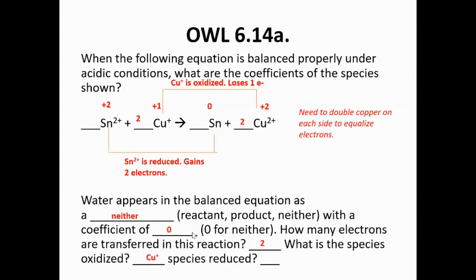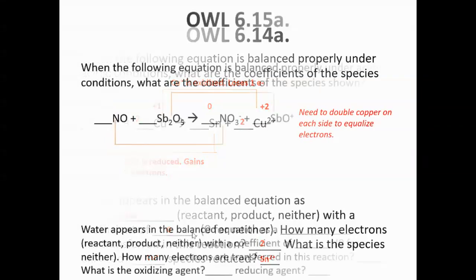And so water will not appear. There are 2 electrons transferred. The species oxidized is the copper-1 ion. The species reduced is the tin-2 ion. So that is an example of a redox equation that you need to balance and then answer questions.